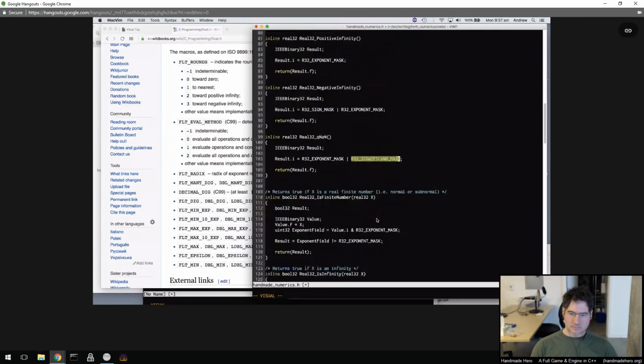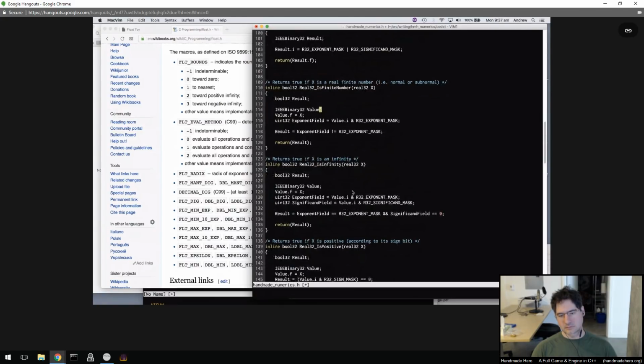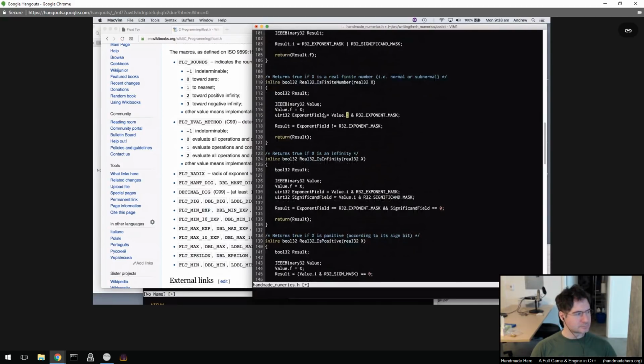This is the first one: is a number a finite number? That means it's anything other than infinity or not a number, normal or subnormal. This is true if it's an infinity. This is all fairly straightforward, but you take the number x, you store it in this union as a float, you read it out as an integer, and then do whatever bit masking and mucking around you want to do. Again, this is for infinity.